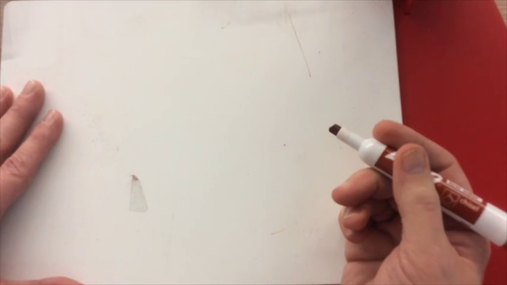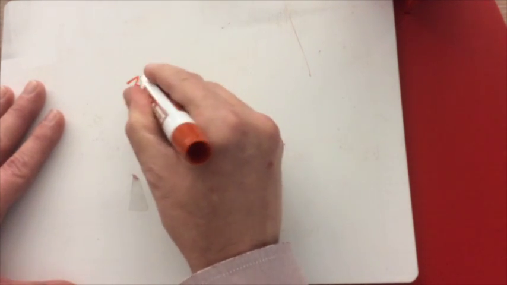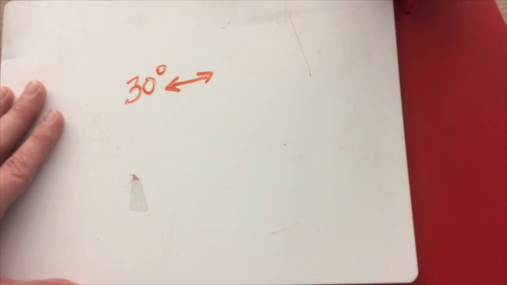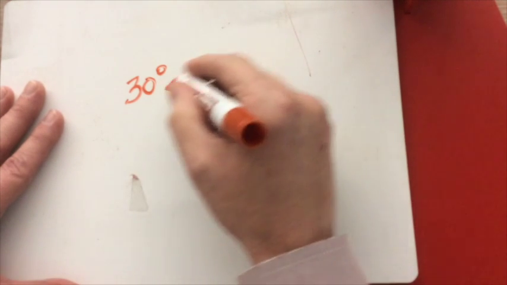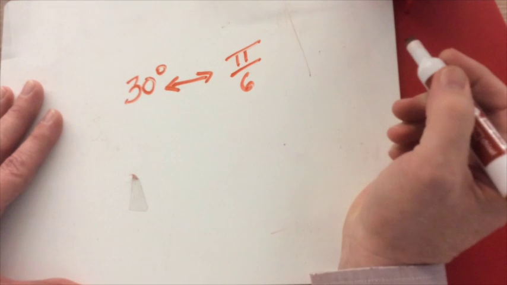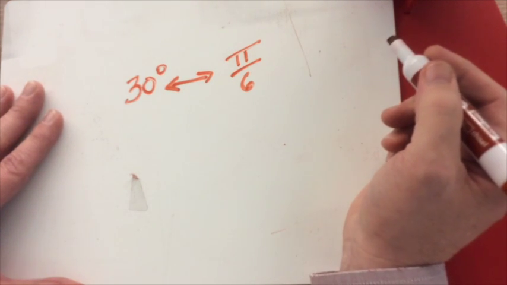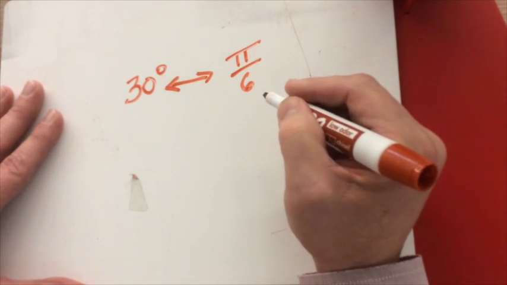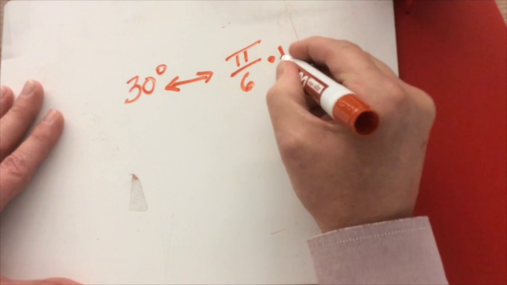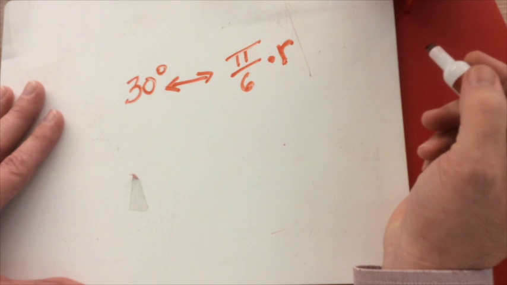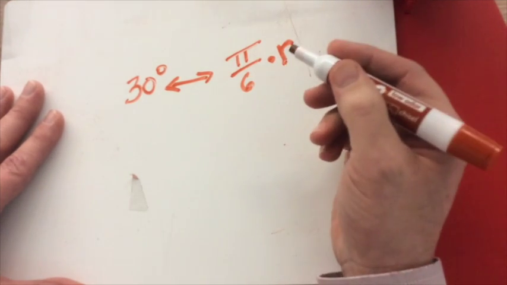Here's what's going to happen. For 30 degrees, if you're talking about a unit circle which has a radius of 1, 30 degrees is going to generate an arc length of pi over 6. And then as you make the circle larger or smaller, if you multiply this by whatever size the radius is, that's what's going to happen to the arc length.